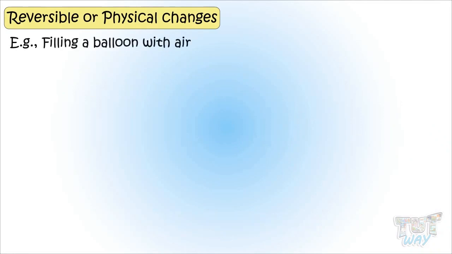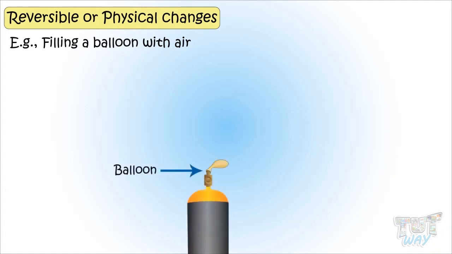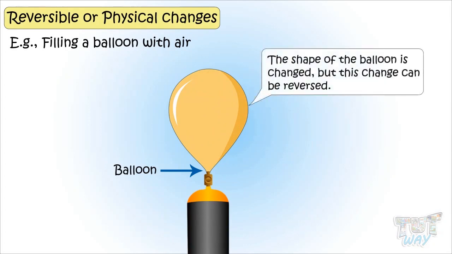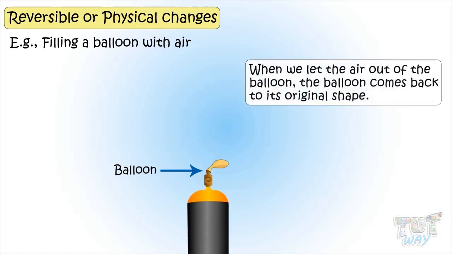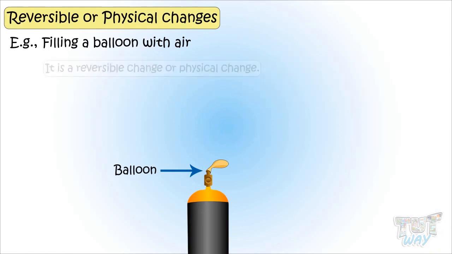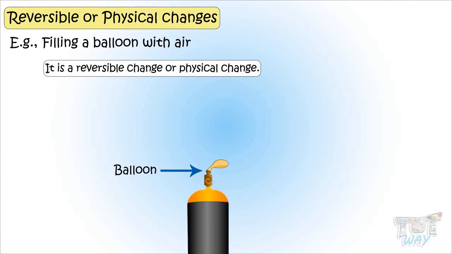Filling a balloon with air. Here we have a balloon. Let's fill it with air. Now its shape is changed. So, there is a change in the shape of a balloon. But this change can be reversed, as we can let the air out of the balloon, and the balloon will come back to its original shape. So, it's a reversible change or a physical change.